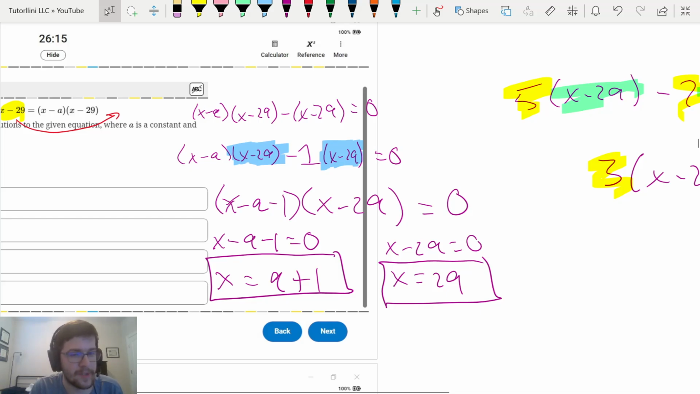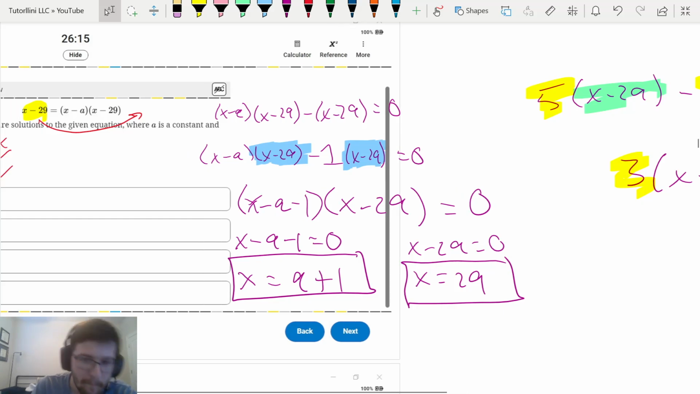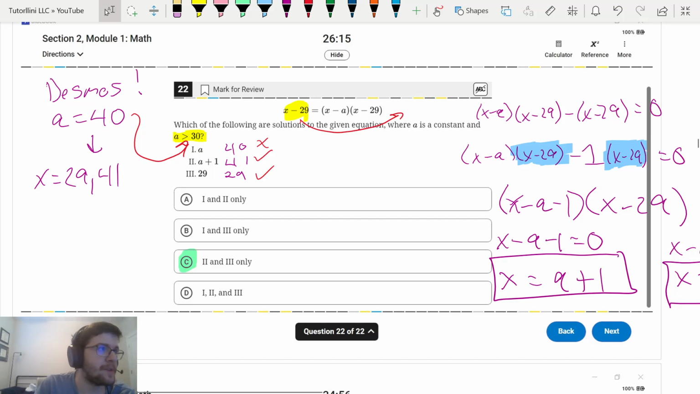Anyway, if it's multiple choice, even if there are letters in it, you could still use Desmos to guess and check a lot of the time. All right, wow, that was a tricky one. Okay, that is it for module 1.